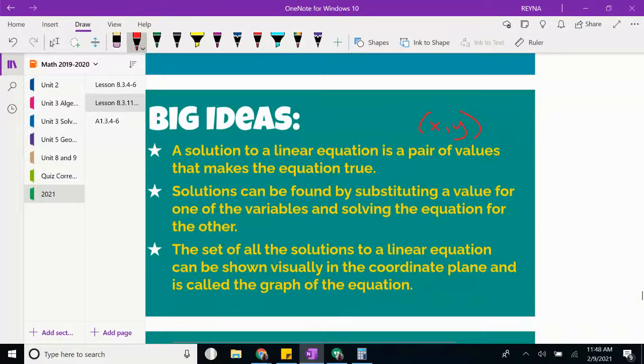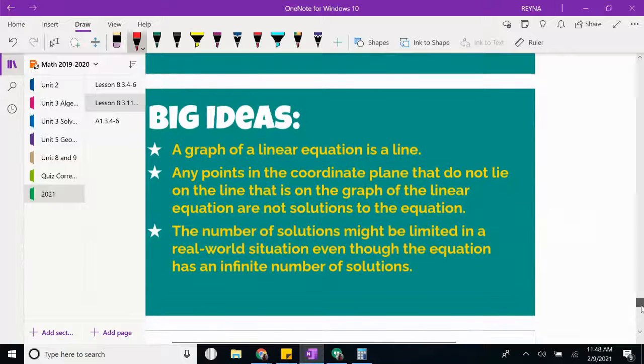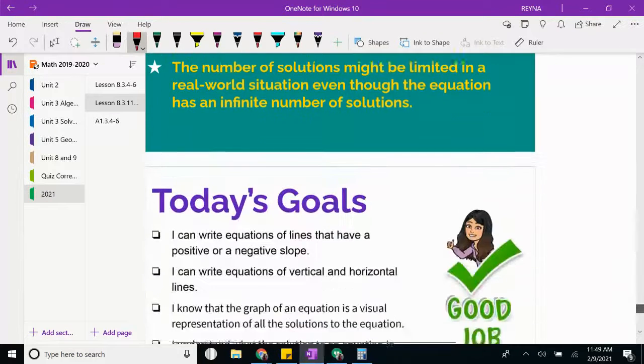And if you have a graph, it's anything that's on that line. If you don't have a graph, then you take your numbers and you substitute them into your equation. And if you get a true statement, then it is a solution. If you get a false statement, it is not a solution. And then any points that are not on a line are not a solution.